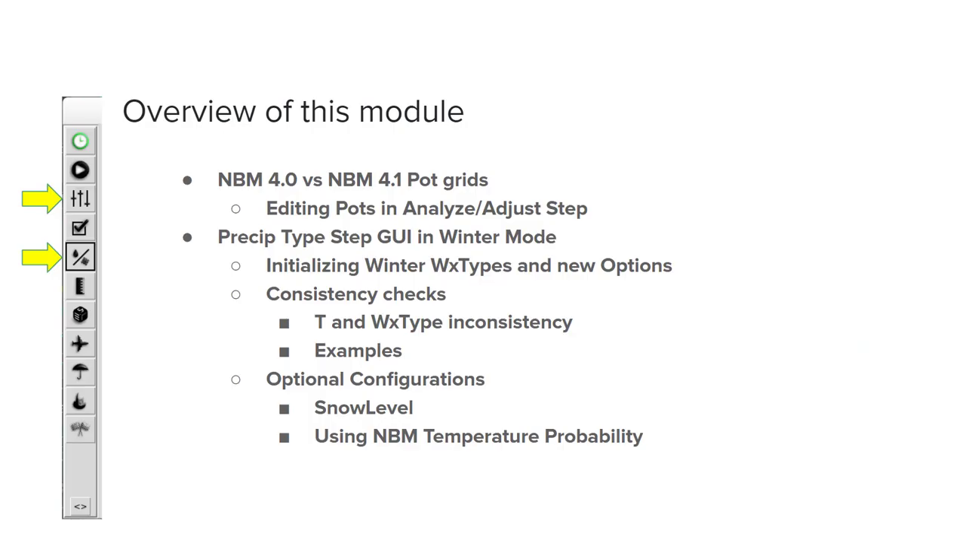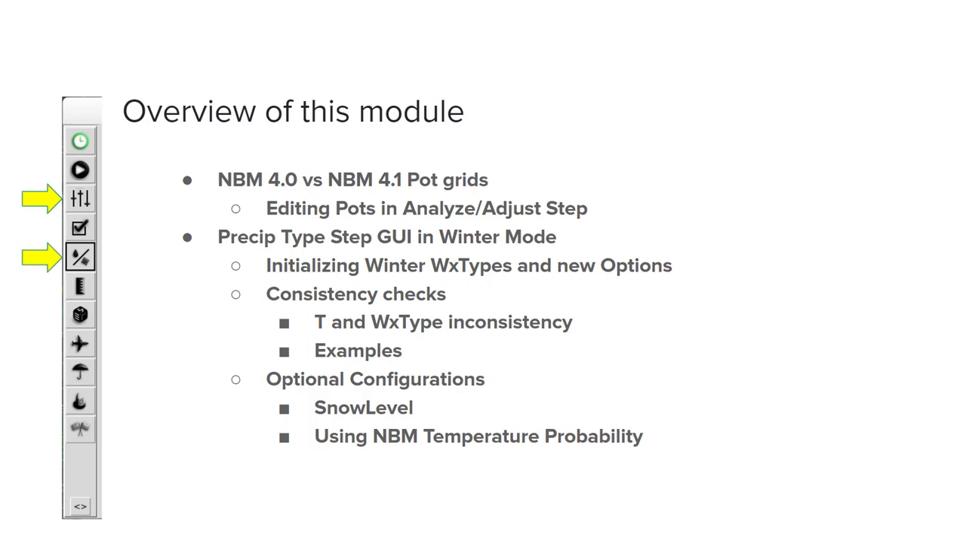In this module, we'll first talk about NBM 4.0 versus NBM 4.1 probability of weather type grids, or POT grids for short, and how and when we'll edit these grids in the Analyze Adjust step. We'll go over the precipitation type step, its GUI, and options when it's in winter mode. This means we'll discuss initializing winter weather types and the new options to control those.